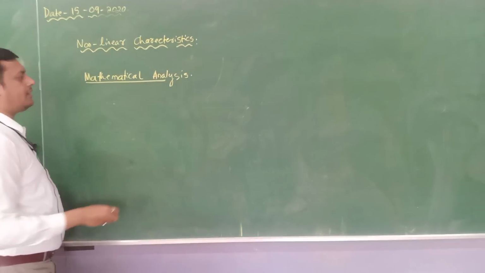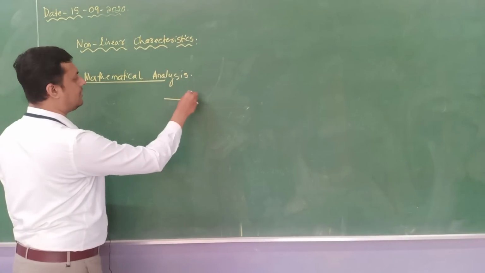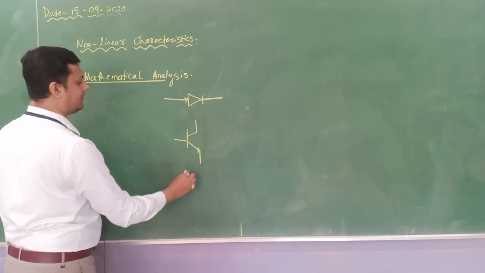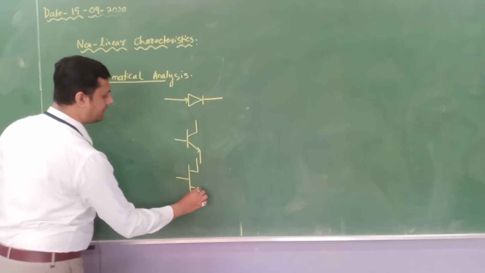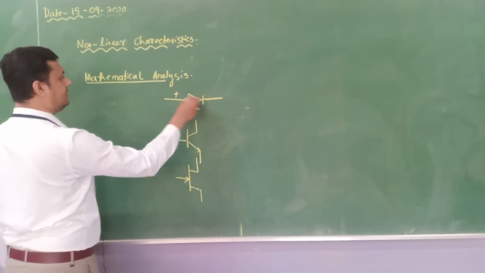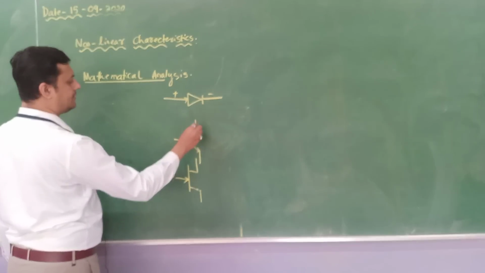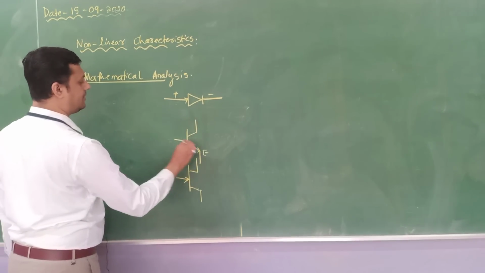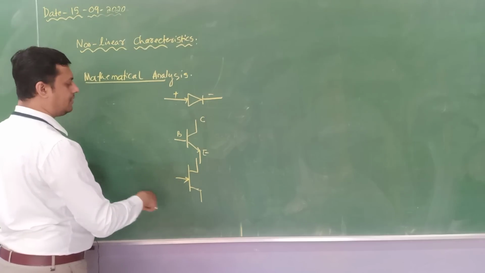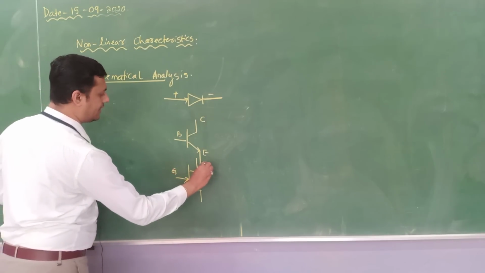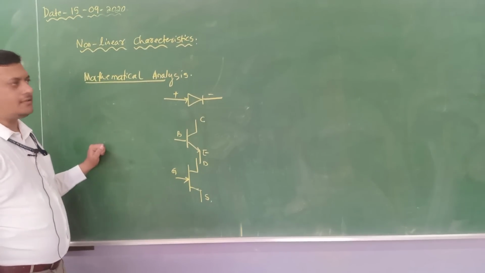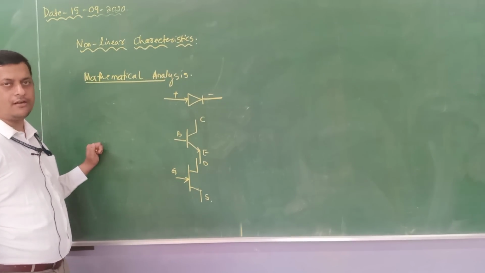For this, either we can choose a diode, a transistor, or the field effect transistor, that is FET. These are certain nonlinear devices. This is emitter, this is base, and this is collector. And this is gate, this is drain, and this is source. So these are the nonlinear devices which can be used for modulators.